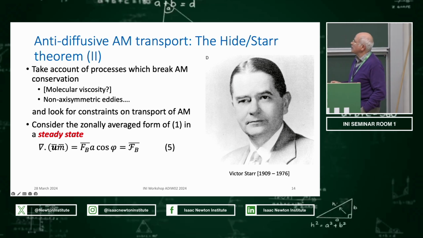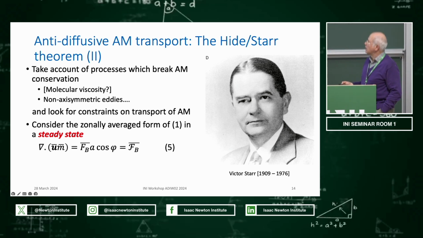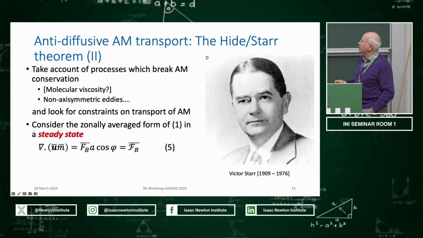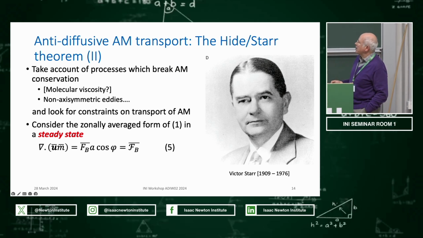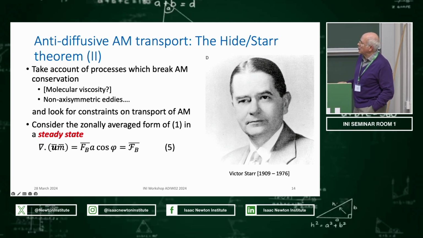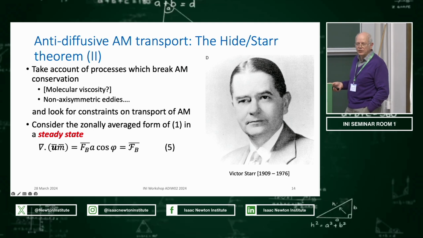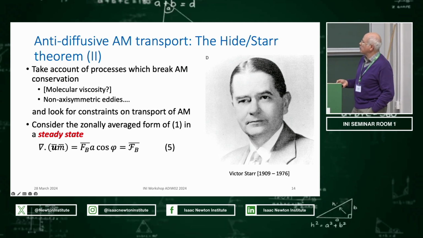So if we consider the conservation relation for the axial specific angular momentum in a steady state, then we can essentially write that as equating the advection of angular momentum on the left-hand side to the non-conservation terms that we can put on the right-hand side.